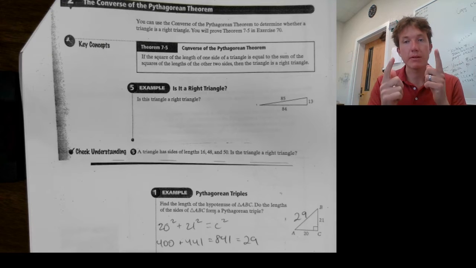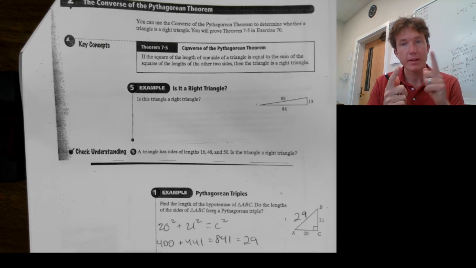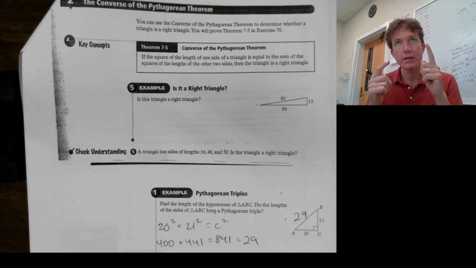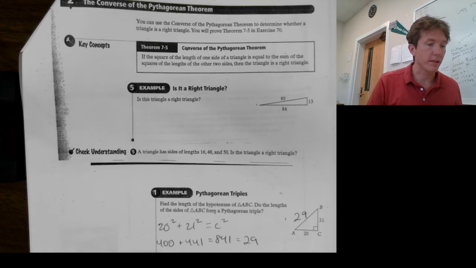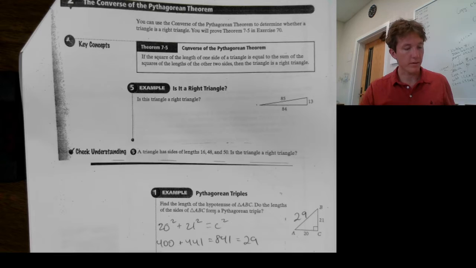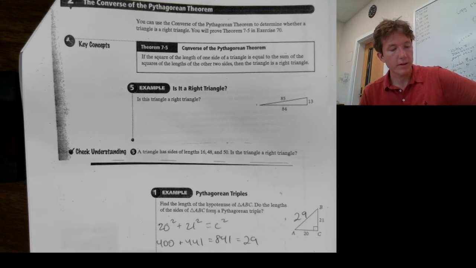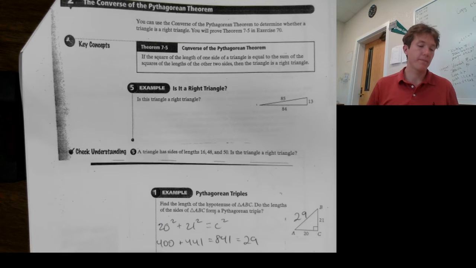So whatever the Pythagorean theorem was, which was basically a squared plus b squared equals c squared. Let's look at the formal definition. In a right triangle, the sum of the squares of the lengths of the legs is equal to the square of the length of the hypotenuse.